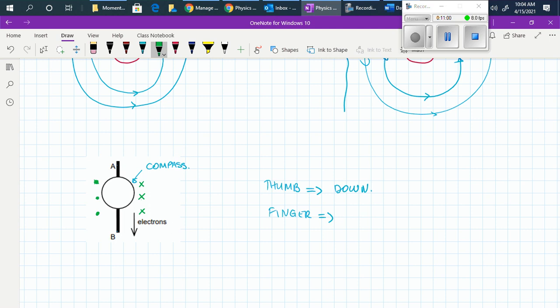So notice here the convention that we are using. We are making it as a 3D. Left, right, up, down, and then a cross is into the page, and a dot is out of the page.